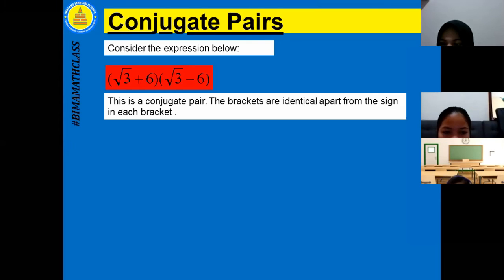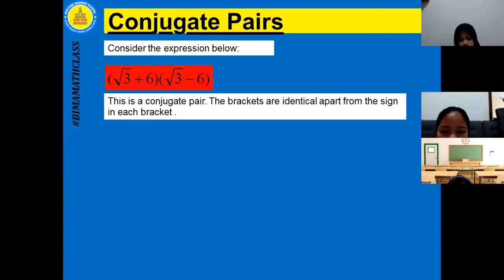What happens if you multiply them? Do you want to try? What happens if you multiply them? I want to try. What is the answer? Maybe it is.